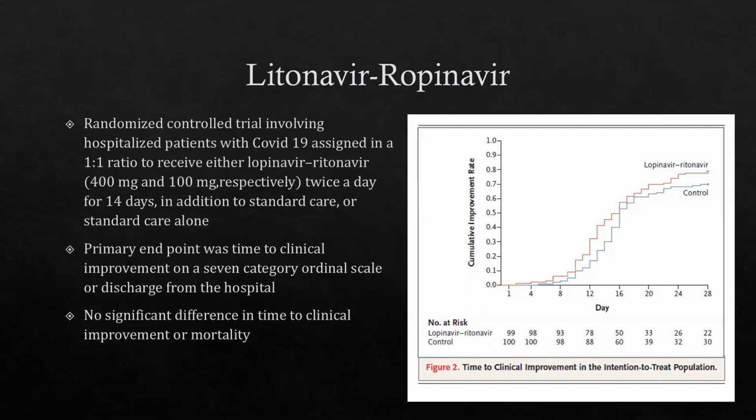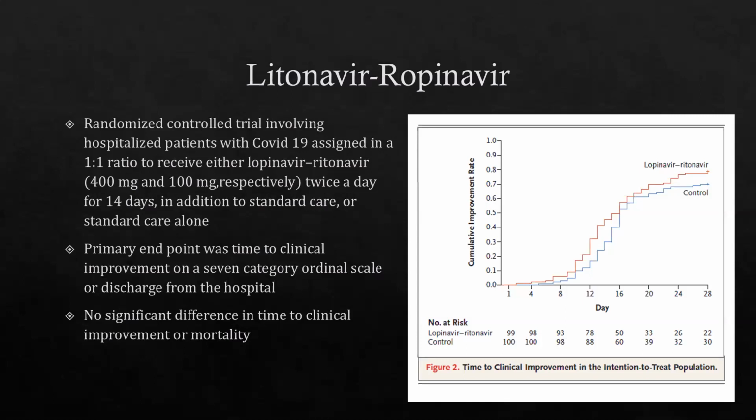A recent randomized controlled trial published in NEJM looked at hospitalized patients with COVID-19, and they assigned them in a 1-to-1 ratio to receive either lopinavir-ritonavir, with the doses you see there, 400 and 100 respectively, twice a day for 14 days, in addition to standard care, or standard care alone. And standard care, just to note, comprised supplemental oxygen, non-invasive or invasive mechanical ventilation, antibiotics, vasopressors, renal replacement therapy, and even ECMO. So it's like all the other adjuncts that we're trying to use, versus doing all of those things and giving the lopinavir-ritonavir.